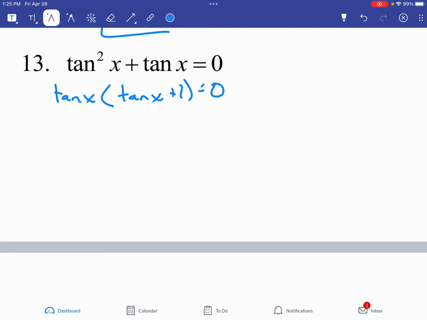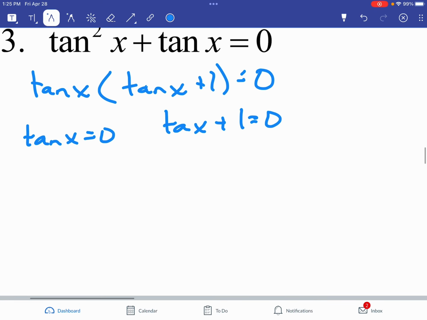Okay, so we have tangent equals 0, and tangent plus 1 equals 0, since we take both factors and set them equal to 0. The first one is done for us, so we want to know where the tangent is going to be 0. That's a little bit trickier. There's only a couple spots. We want the y divided by x to give you 0. Well, that only happens in 3 locations: 0, pi, and 2 pi.